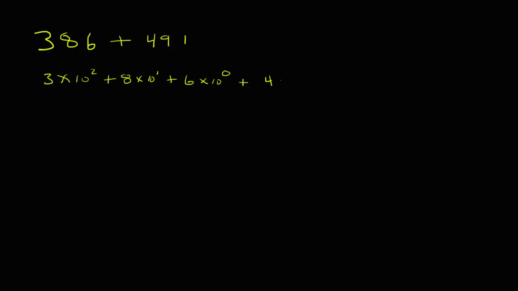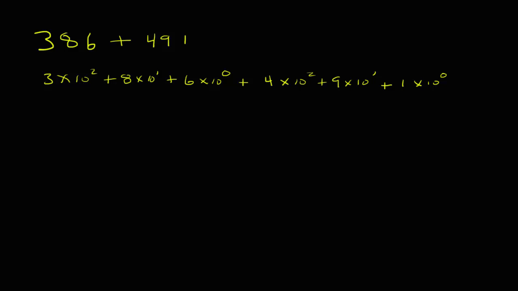Now, that was a simplified answer, but let's take a look at something slightly more complicated that involves carrying, as we sometimes call it, regrouping. Let's take a look at 386, and we're going to add that to 491. And we end up with 3 times 10 squared plus 8 times 10 to the first plus 6 times 10 to the 0, and we're going to add that to 4 times 10 squared plus 9 times 10 to the first plus 1 times 10 to the 0.